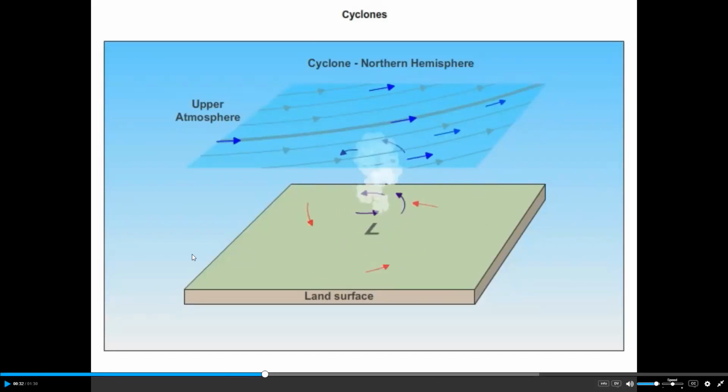So we've got our land surface here and our upper atmosphere shown here. We've got a low pressure system here. In a surface low pressure system like we have here, air is spiraling inward. So air is being drawn into the low pressure system.